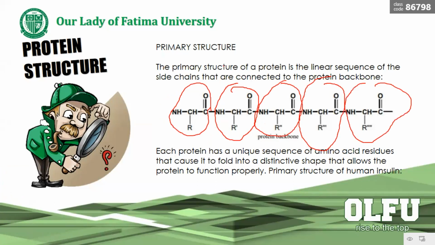So very simple lang pag primary structure. Parang hindi pa siya 3D. It is a linear sequence. Okay? Linear sequence of different amino acid residues. For example, the insulin has 51, di ba? 51 amino acid residues. So pag pinag-usapan natin primary structure, ganito lang siya. Linear sequence lang siya.